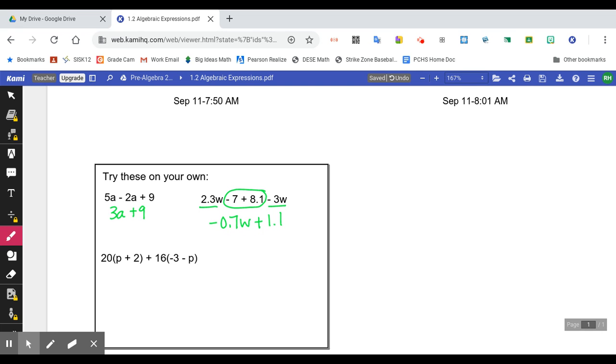Hopefully you're doing well. This is going to be distributed. So I've got 20p plus 40. Then I've got 16 being distributed, so this gives me negative 48 minus 16p. Okay, like terms, 20p minus 16p is 4p. And in the middle, I've got 40 minus 48, which is negative 8.